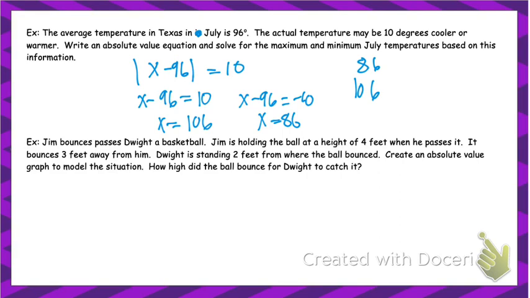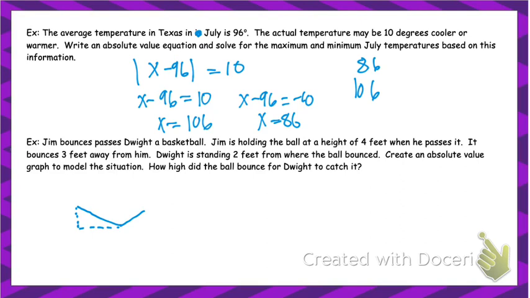All right, this last one. We have Jim passing a basketball to Dwight. He's bouncing it. He is holding it at a height of 4 feet, and then it bounces 3 feet away from him. So we know that this is a height of 4, and this is a height of 3. Dwight is standing 2 feet from where the ball bounced. So we're going to go another 2 feet from there, and we don't know the height that he reaches it.